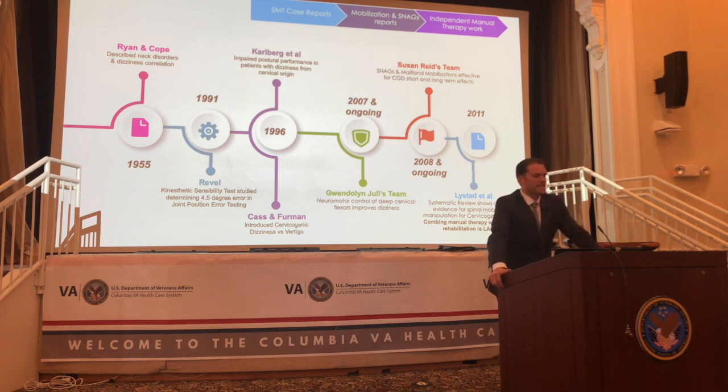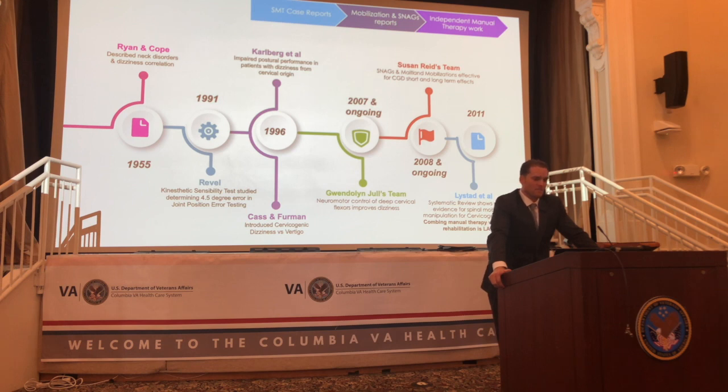But a good study, and people are actually creating a lot of devices and doing some really cool gnarly stuff with lasers now, actually goes back to 1991. This is Revel's work. He was the first to talk about kinesthetic sensibility. And the target that we use to look at joint position error testing actually originated in 1991. 4.5 degrees off of the center was considered clinically applicable for looking at an error in someone maybe having some sort of sensory motor or kinesthetic sensibility deficit.